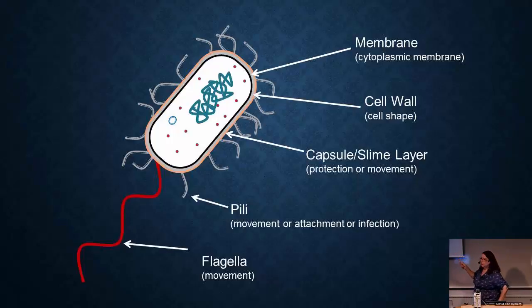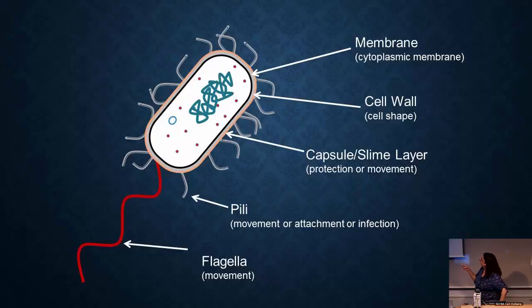The membrane is what defines it as a cell. The cell wall gives it its shape. So if it's a rod-shaped bacteria like this, if you destroy this cell wall, the peptidoglycan, the cell will actually become round because it's got nothing to keep its shape.